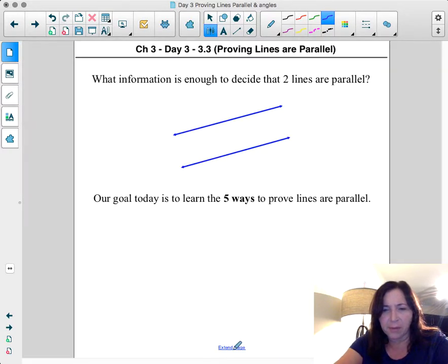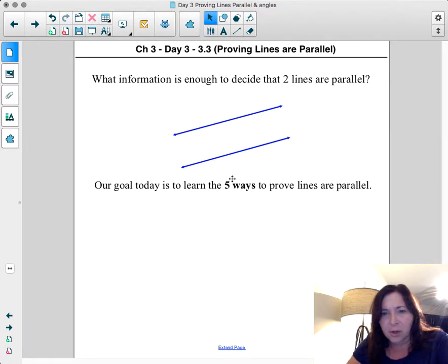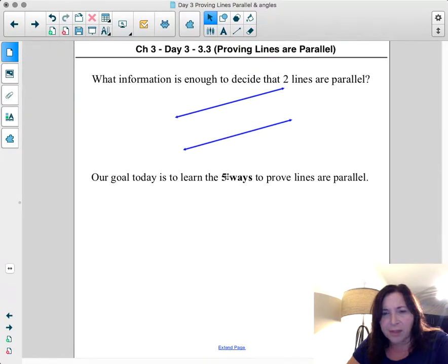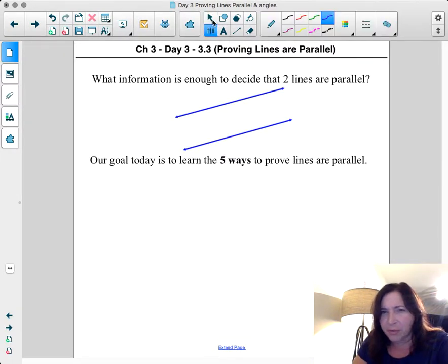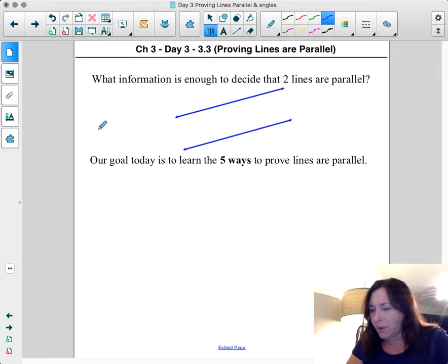For the next problem, this section is all about proving lines are parallel. What information is enough to decide that two lines are parallel? There are actually 5 ways to prove that two lines are parallel. Try to come up with those ideas on your own. If you wanted to pause the video for a few minutes and try to come up with the 5 ways to prove lines are parallel, that's okay.